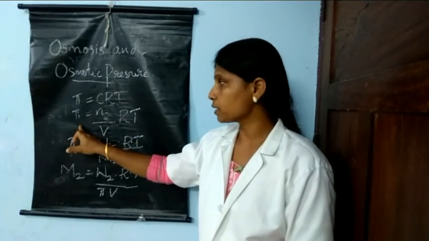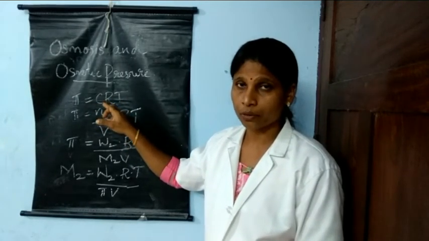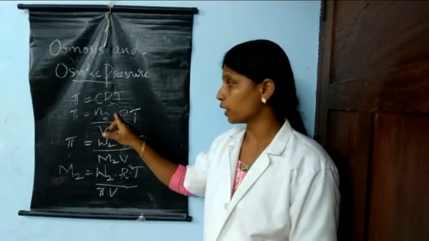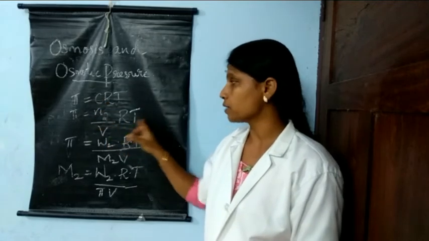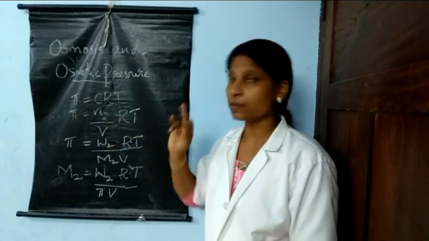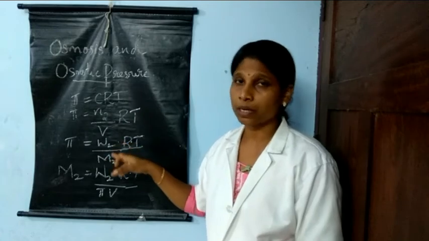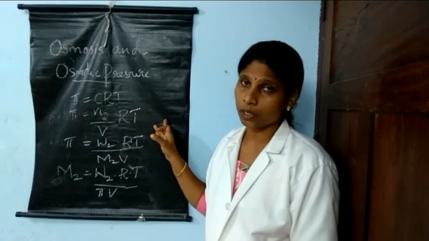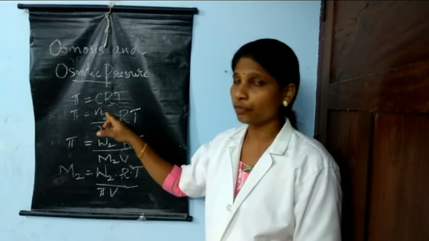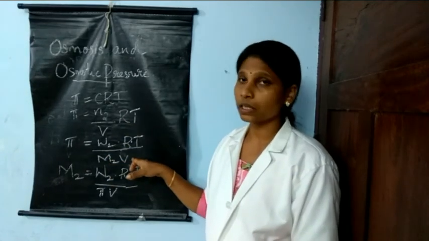Therefore, pi is equal to, you write the definition of C. C is molarity. The equation for calculating molarity is number of moles of solute dissolved in volume of solution. Therefore, pi = N2 by V instead of C, into RT. N2 is the number of moles of solute. Clear? We can calculate the number of moles of solute from given mass and molar mass. N2 is equal to given mass W2 divided by molar mass M2. Therefore, instead of N2, we substitute W2 by M2, then RT, then V.